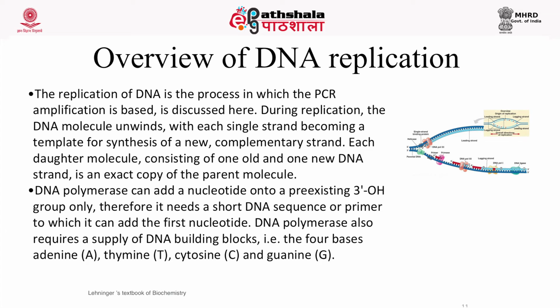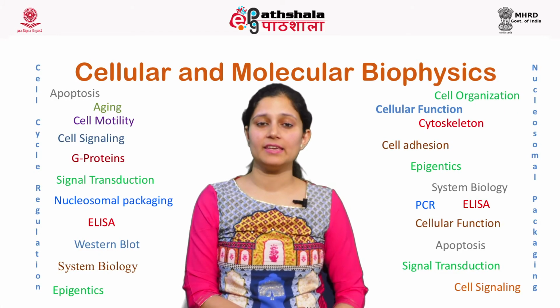It can add nucleotides onto a pre-existing 3' OH group only. Therefore, it needs a short DNA sequence, or primer, to which it can add the first nucleotide. DNA polymerase also requires a supply of DNA building blocks, that is, the 4 bases: adenine, that is A, thymine, that is T, cytosine, that is C, and guanine, that is G. Just as the replication of DNA takes place, amplification takes place in a PCR reaction.